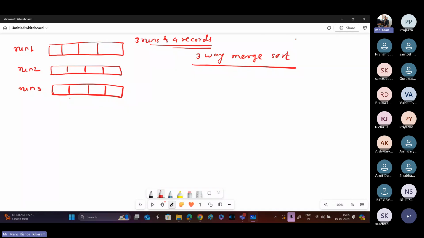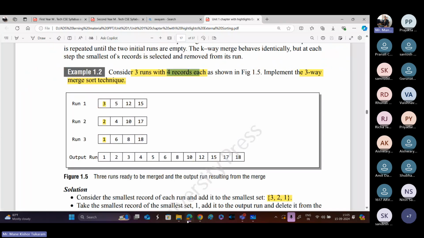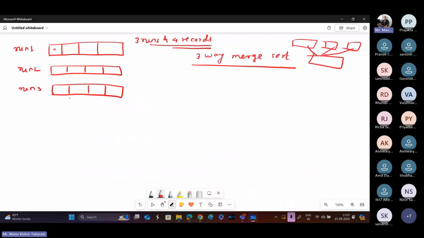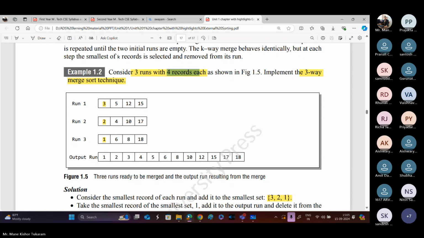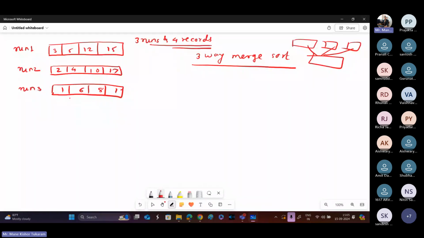So 3-way merge sort means what? From each run, suppose these are the particular runs, we can select one particular element from each and sort it and find the last sorted array. So what is the record inside those particular arrays? 3, 5, 12, 15. Then 2, 4, 10, 17. And last one, that is 1, 6, 8, 18.